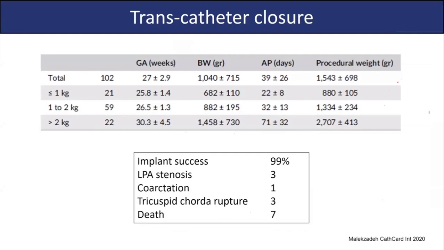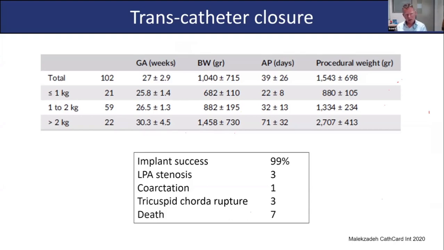Then, as I said, the success rate of the procedure has significantly increased. The complication rate has significantly decreased. And this is probably the largest study I could find in the population we as neonatologists usually deal with, of 1 to 2 kilograms of age. This is 102 babies, where, as you can see, the youngest were very small, but on average about 1,500 grams at the procedural weight. And the complication rate was actually really low.